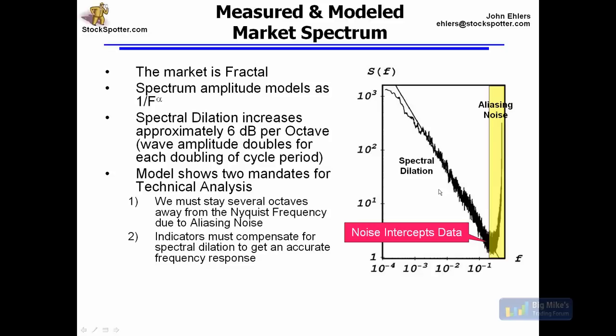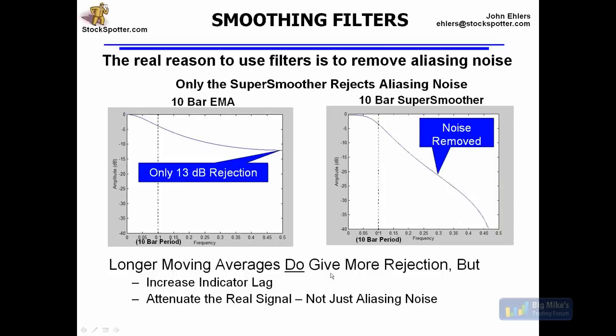So let's see how we can filter it. This chart on the left is a little bit different chart. The vertical scale is in decibels, that is a logarithmic scale. The horizontal scale is frequency on a linear scale. So the reciprocal of frequency is period. On the right-hand side is the Nyquist frequency, a 2-bar cycle. At 0.25, that's a 4-bar cycle. At 0.1 frequency, that's a 10-bar period.